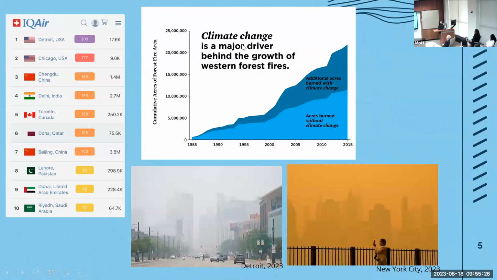So air pollution is a major player for impacting fetal immune development. Because of increases in climate change and loose government regulation, more people will be exposed to unsafe levels of air pollution. One of these being the wildfires that happened in Canada. We saw that specifically in Detroit, there was bad air quality, as we see here in Detroit and New York City.